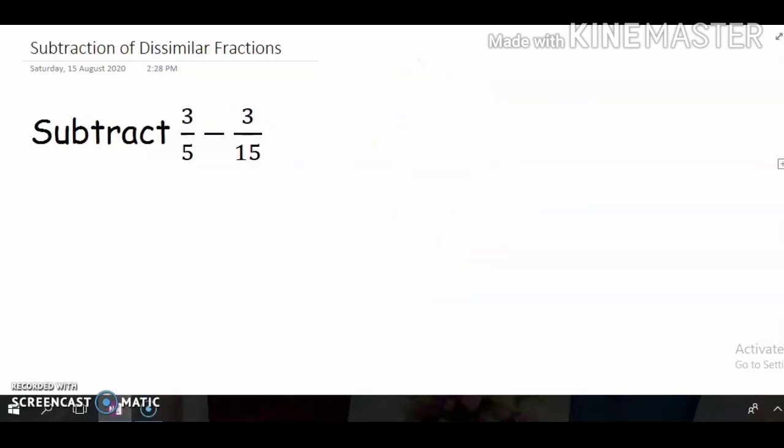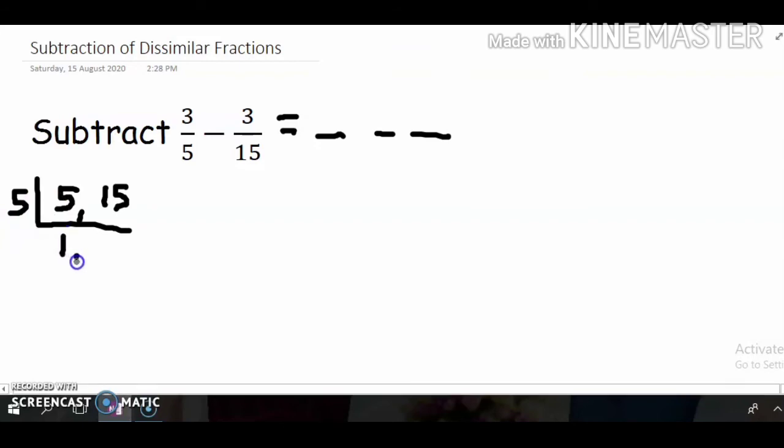Okay, so let's try another example. So we're going to subtract 3 over 5 minus 3 over 15. Again, similar siya ng pag-a-add ng dissimilar fraction. We're going to get the LCD using continuous division. So write the denominators, then use continuous division. So what number can be divided by 5 and 15? So the answer is 5. 5 divided by 5 is 1. And 15 divided by 5 ay 3.